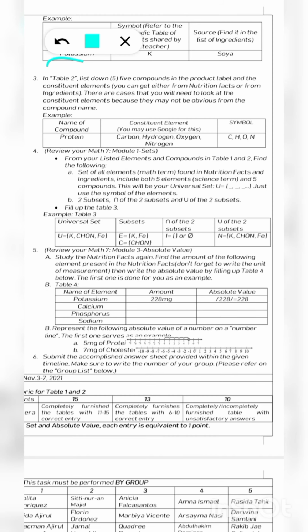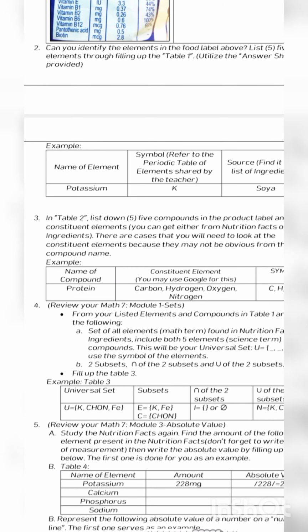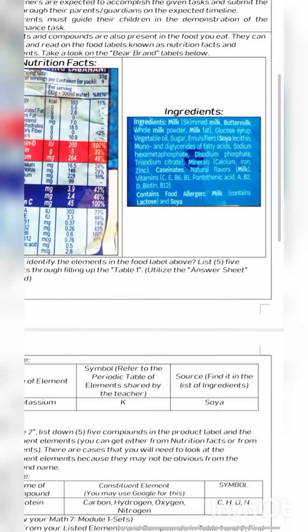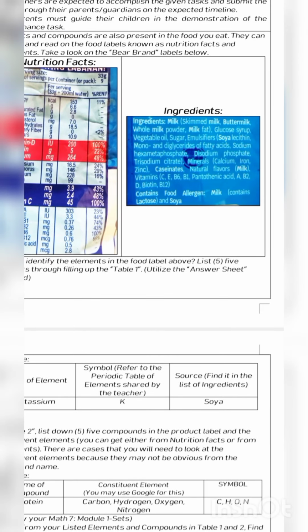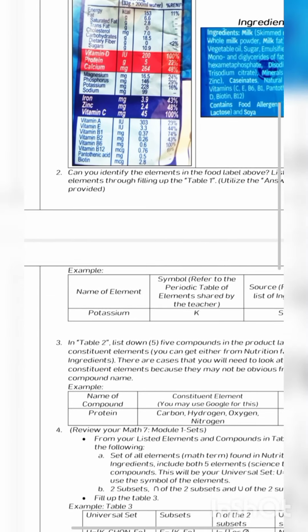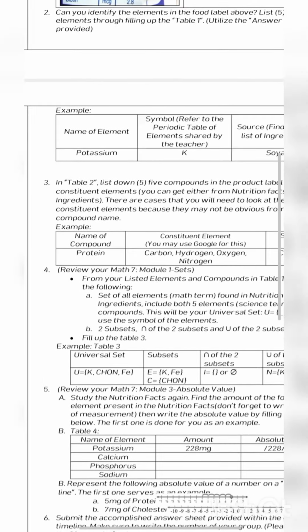So, dito tayo sa table 2. So, dito daw is maglilist tayo ng 5 compounds. So, kanina hindi ba elements? Ngayon naman is yung compounds. So, pwede kayong maghanap doon sa nutrition facts, pwede din sa ingredients kasi merong mga compounds na makikita dito sa ingredients at saka sa nutrition facts.